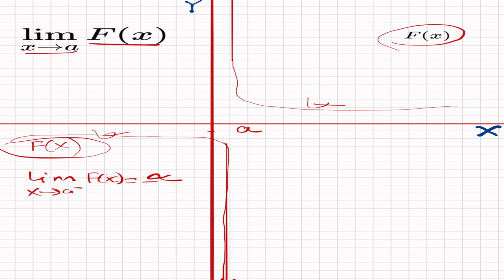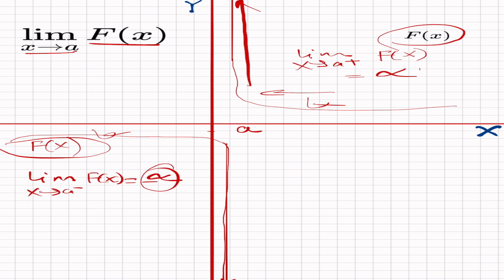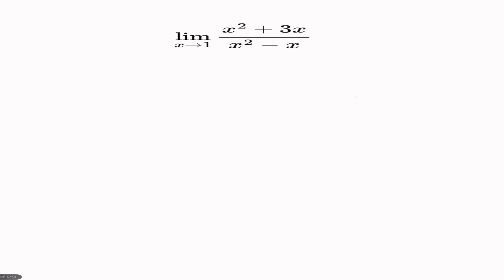However, for this one, limit x approaching a from right side for f of x, it never touches a, right here from the right side. When it comes from right side, it's positive infinity. So this one and this one are not the same, because this is negative infinity and this is positive infinity. So limit of f of x, x approaching a, does not exist. Hopefully you understand it clearly. Let's do another practice that will give us proper explanation.